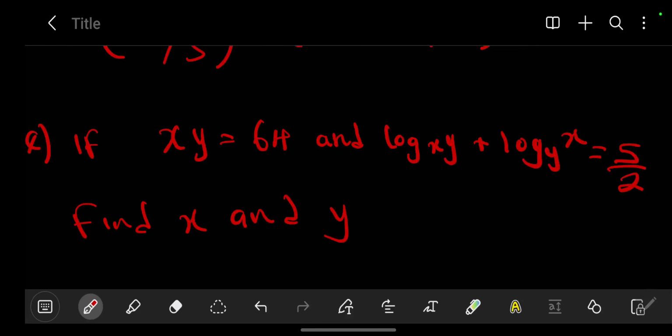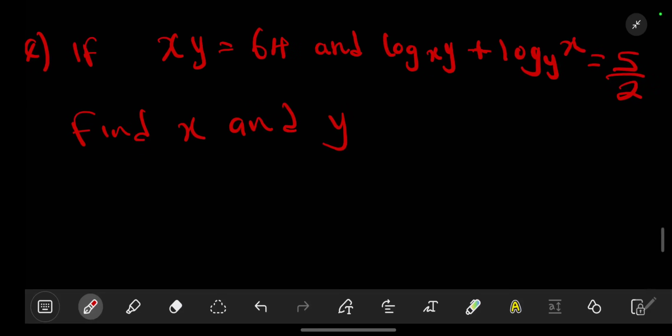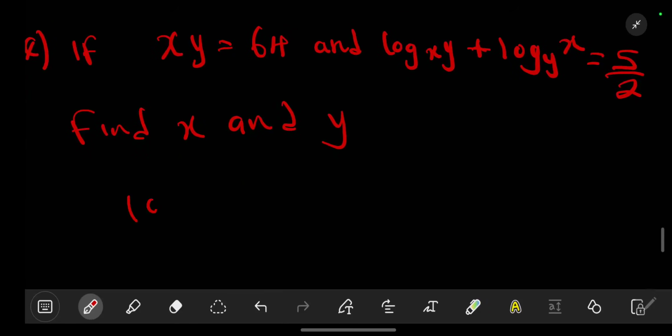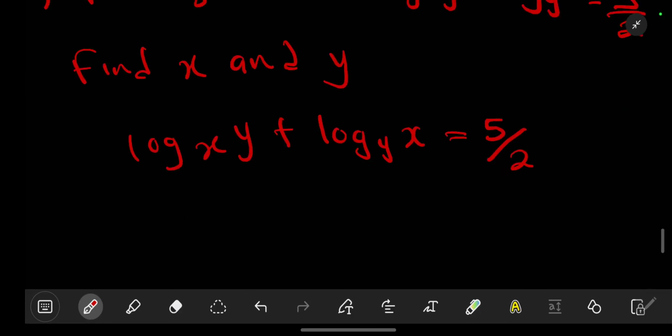Let's say we have this as our last question. We're going to get, if xy is equal to 64 and the log of xy base y plus the log of y base x is equal to 5 over 2, find the values of x and y. So we are going to say the log of xy plus the log of yx should be equal to 5 over 2.